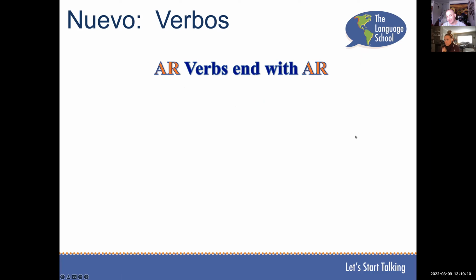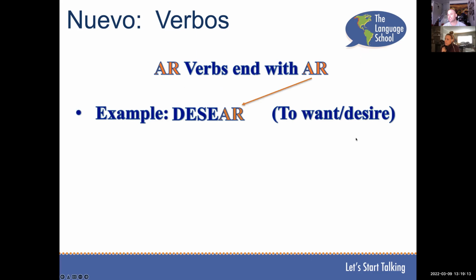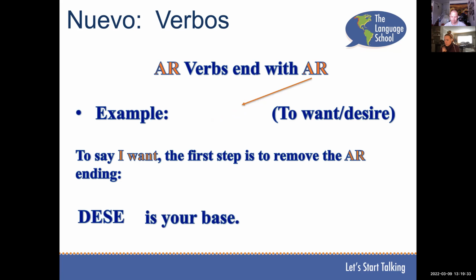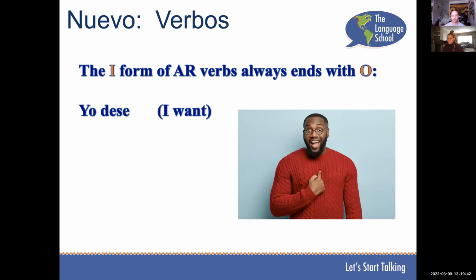So an AR verb ends with AR. For example, desear, which means to want, or if you look at the Latin cognate, to desire, we can modify that by taking away the AR ending. So this is the first step to what we call verb conjugation. If you want to say I want, you remove that AR ending, and you're going to get what is called the base or the stem. People call it different things, but in this situation, dese is the base. And that's what we're going to add back to the I want part, right? The I form of AR verbs always ends with an O. So to say I want, we would say yo deseo.